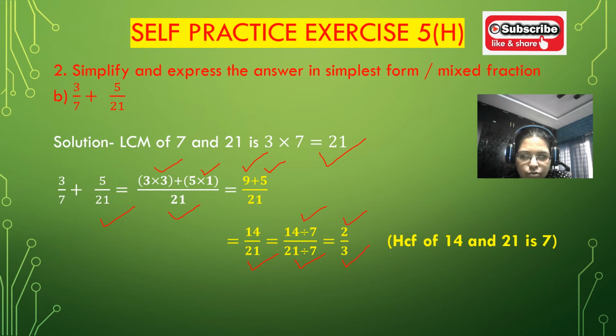Now we get 2 divided by 3, which is the simplest form of the fraction of the addition of these two fractions, 3 divided by 7 plus 5 divided by 21. So we get 3 divided by 7 plus 5 divided by 21 equal to 2 divided by 3.